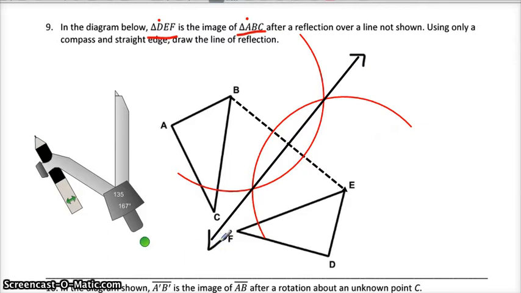But essentially it's the same as our line of reflection. Okay.